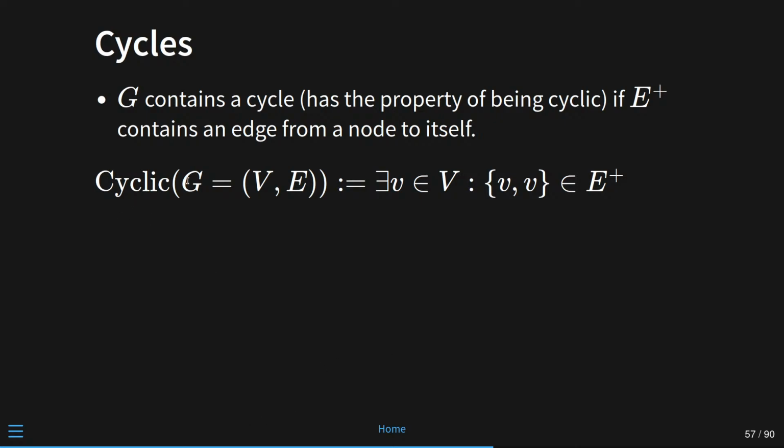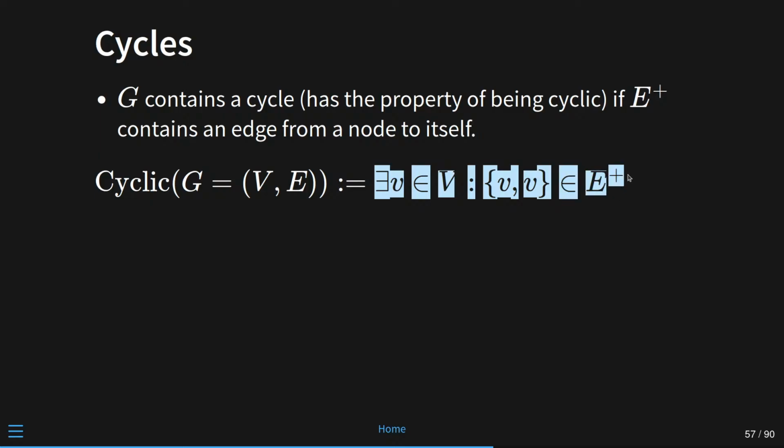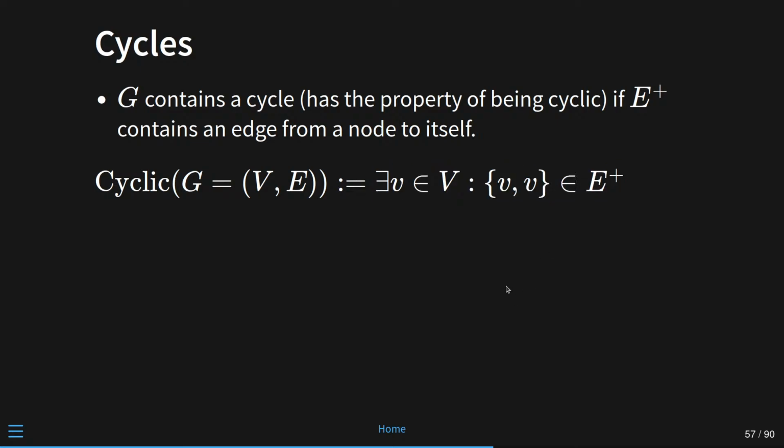So cyclic of the graph is equivalent to there exists some vertex in the set of vertices such that there is a vertex-to-vertex edge in the transitive closure over E. This, to me, is what makes doing the set theory worth it. You can just rigorously and completely define what it means to be a cyclic graph. And this is like 12 characters of LaTeX or something? It's so simple. Otherwise you're doing all these things where you're like, oh, there's a way you can create a loop and all that stuff. No, it's just a transitive closure. That's all it is. Okay.